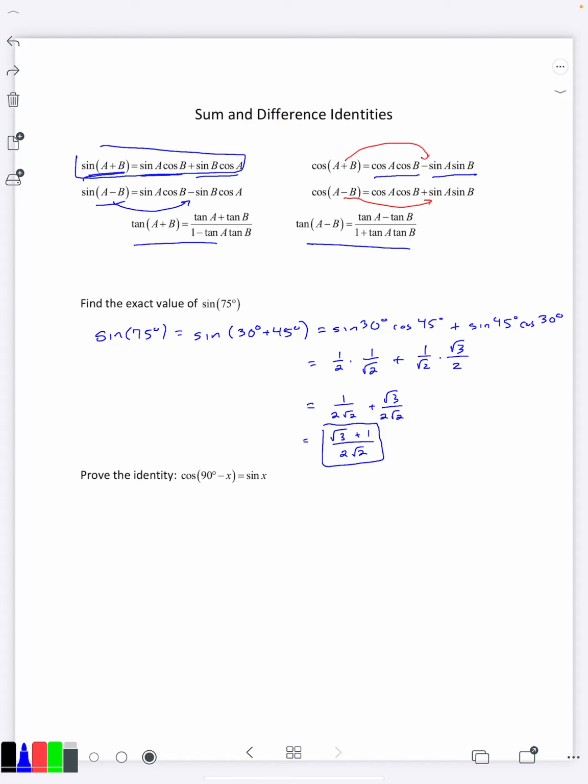Instead of doing 30 degrees plus 45, I could have done 45 minus 30, and I could find the sine, cosine, tangent of 15 degrees. So these are all things you can do now that you have these sum and difference identities.